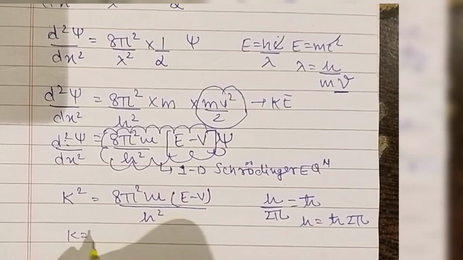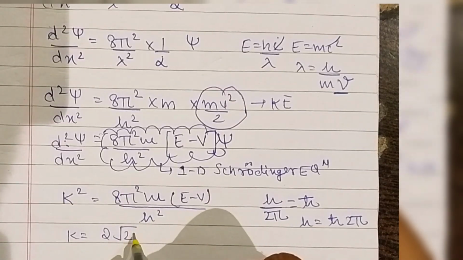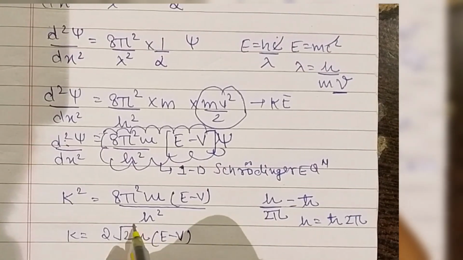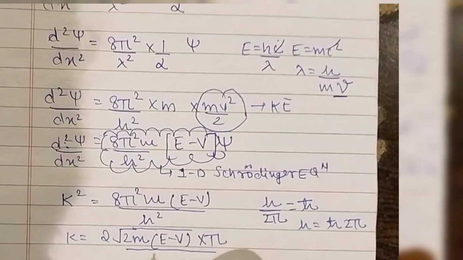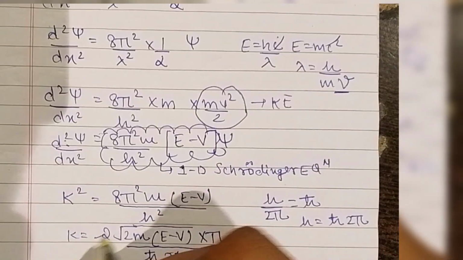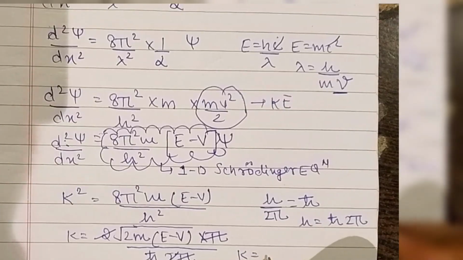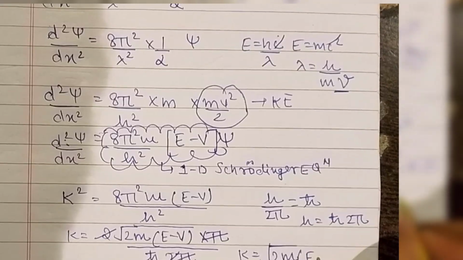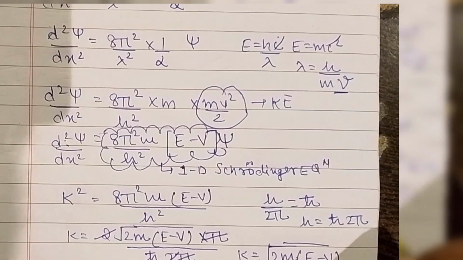So k is equal to the square root of 8 pi square m (E minus V) upon h square, which is 2 under root 2 m (E minus V) into pi upon h bar 2 pi. 2 got cancelled by 2, pi got cancelled by pi. So k is equal to under root 2m (total minus potential) upon h bar.